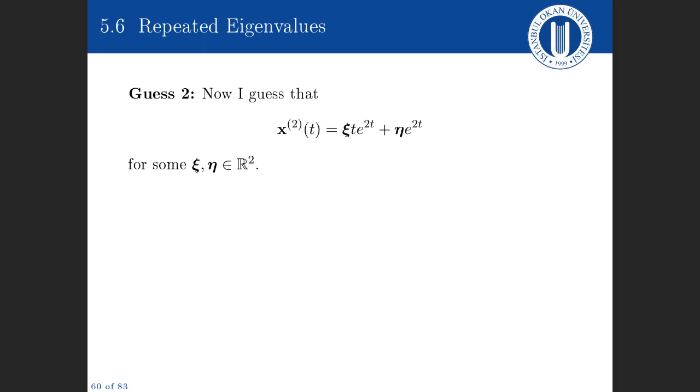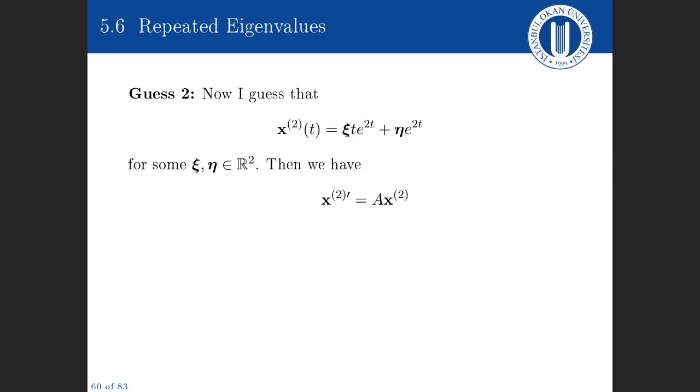Same first part as before. Some vector xi, t e to the power 2t, but now I want to try adding on an extra term, plus another vector. This time I'm using the Greek letter eta, multiplied by e to the power 2t. Let's try again. Let's start with the differential equation that we want to be true, and then put this function into it.